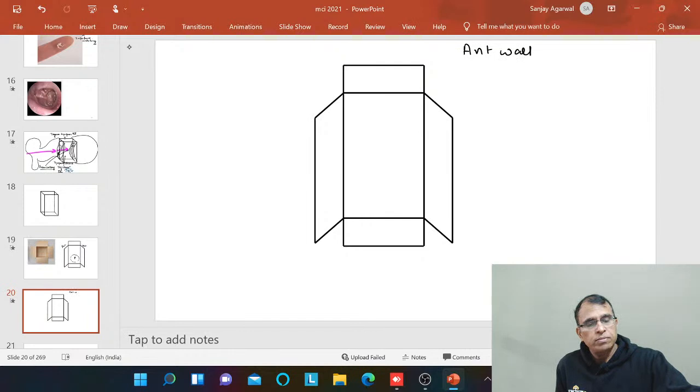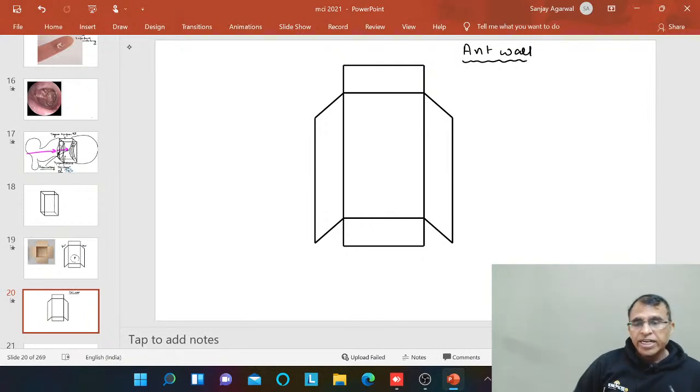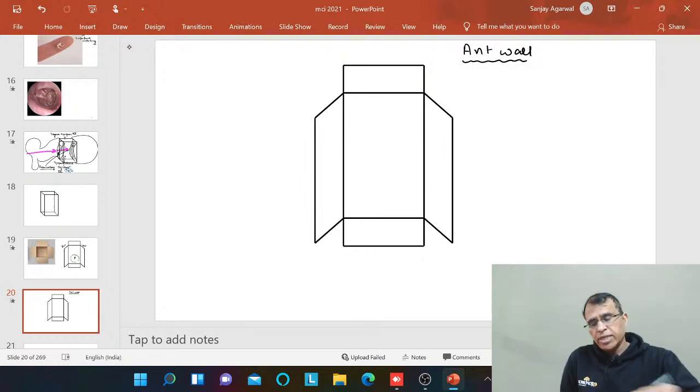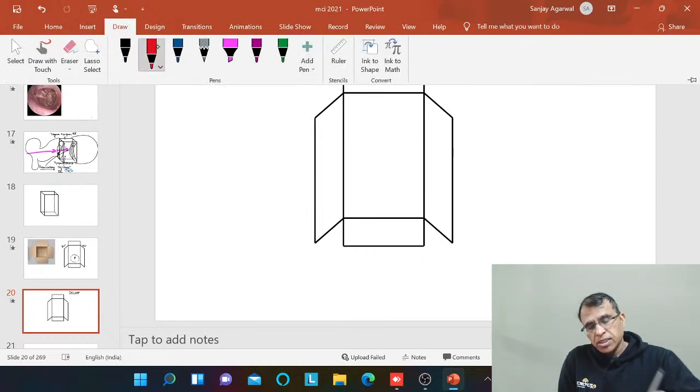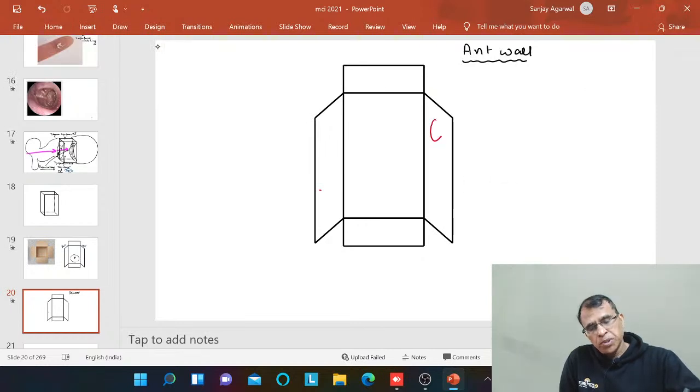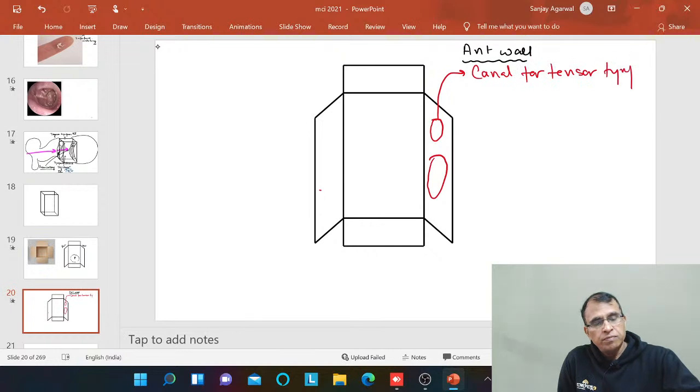Anterior wall. Now, the anterior wall of the ear is important because it has two openings. There is a small opening at the top and a larger opening below that. The small opening is called canal for tensor tympani muscle.